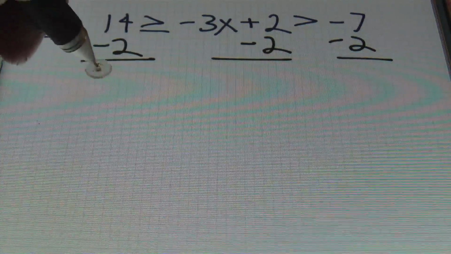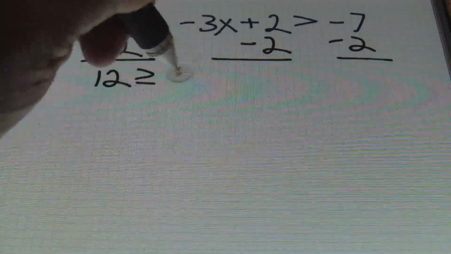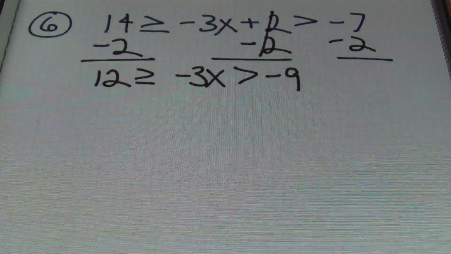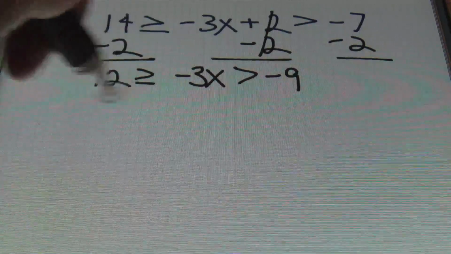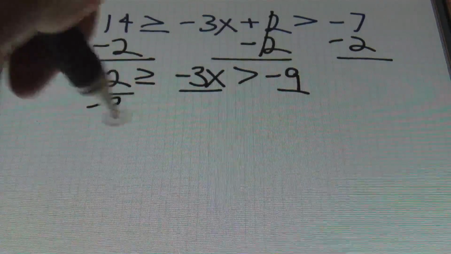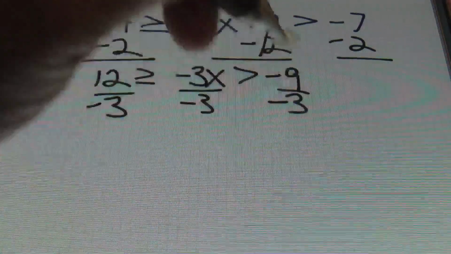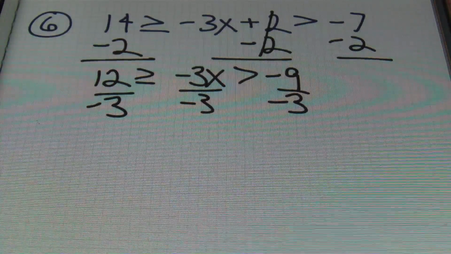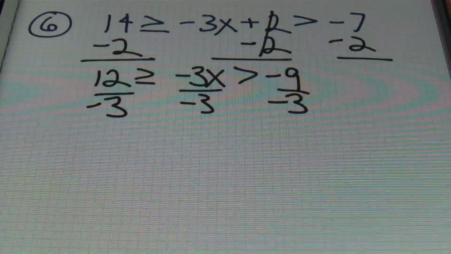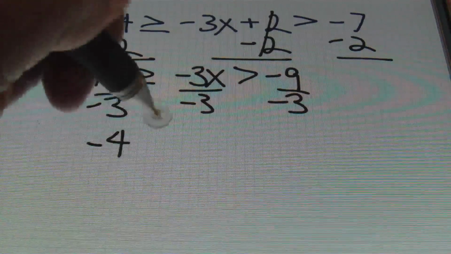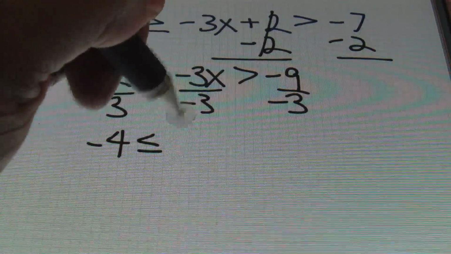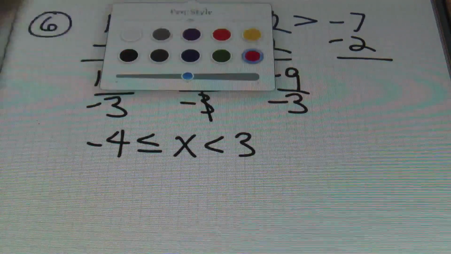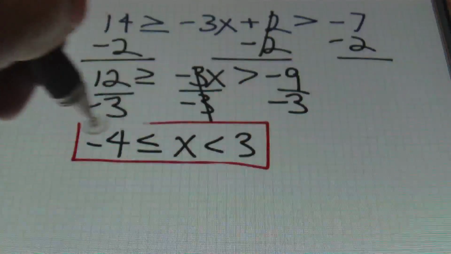14 minus 2 is going to be 12, which is greater than or equal to negative 3x. Your 2's cancel out, which will be greater than negative 9. From here, we're going to divide everything by negative 3. And remember, anytime you divide by a negative value, not just negative 3, any negative value, even negative 1, you'll need to change the direction of your inequality signs. So I'll bring down a negative 4, which is now less than or equal to x, which is less than 3, and this is the solution to our compound inequality.